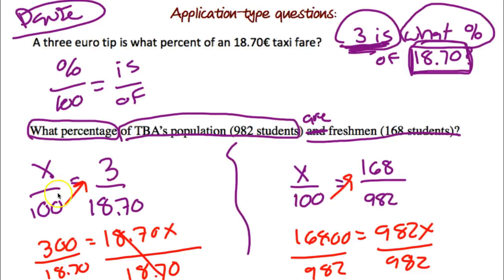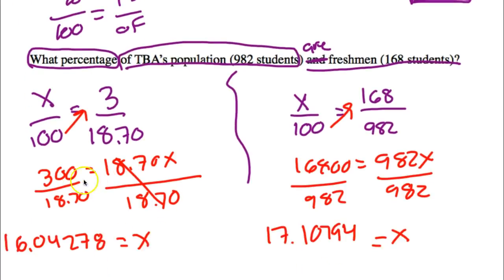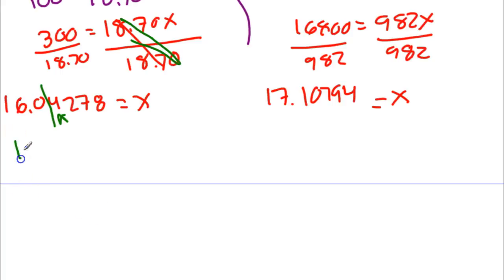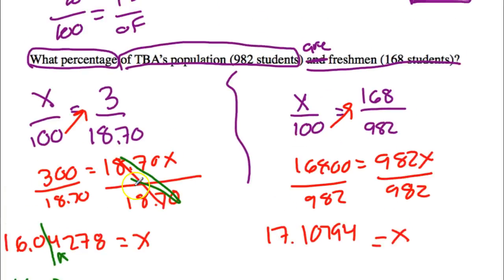So here's what I did. I had this proportion, then I cross multiplied. 100 times 3 is 300. X times 1870 is 1870x. And then I divided each side by 1870. That canceled. And then I divided 300 by 1870, and I got this long number right here. All right, I draw this line. Now I need to round. So I look at this number. This is less than 5, so that means this is going to stay the same. So my answer will be 16.0, and this is a percent.